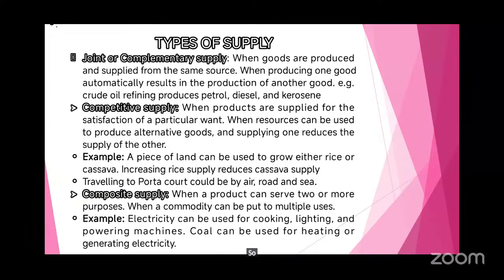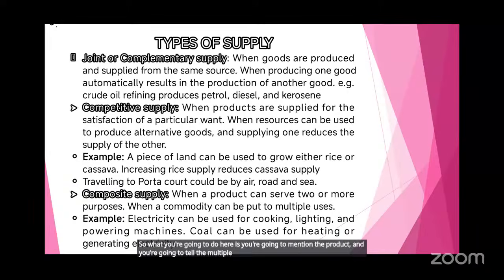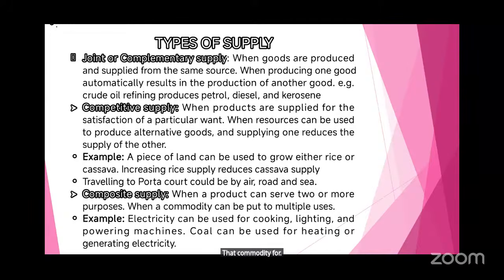The same thing with coal. You can use coal for heating. You can also use coal for generating electricity. So what you're going to do here is mention the product and tell the multiple uses. Don't forget we are looking at multiple. You should be able to come up with at least three things that we can use that commodity for. Okay, we have three things. Now, I'm not going to take two from you.